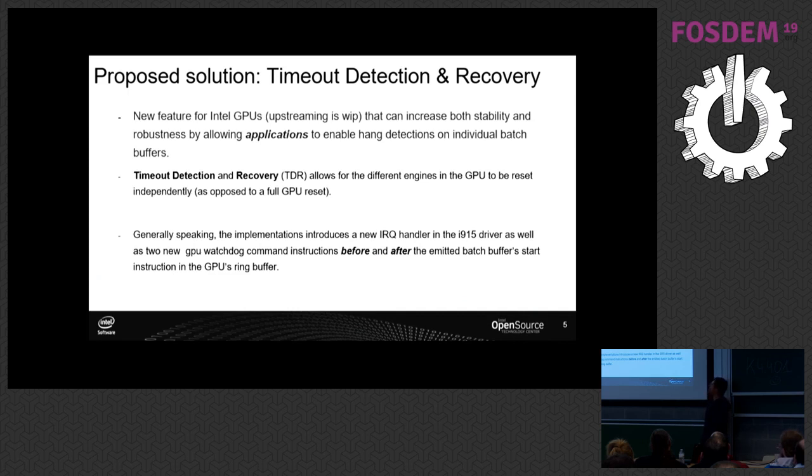So the proposed solution is called timeout detection and recovery. It's a new feature. It's still work in progress. It can increase both stability and robustness by allowing applications to detect when an individual batch buffer has corrupted the GPU. So that is the main thing that we are bringing here. From the application side, you can check early on whether the batch buffer that you're sending is causing the actual hang. Whereas before, when we realized that we were hanging, it was already too late in the pipeline.